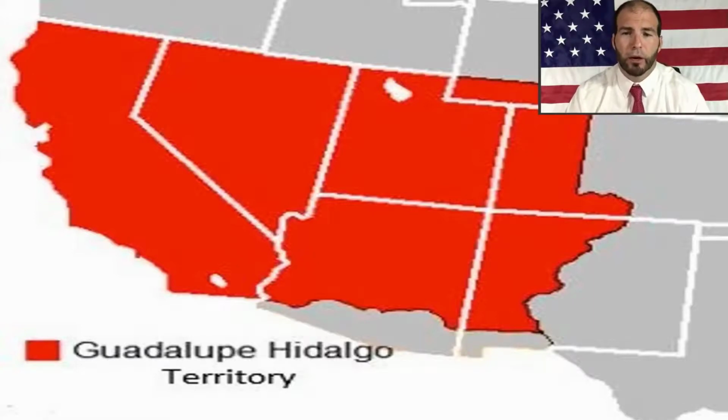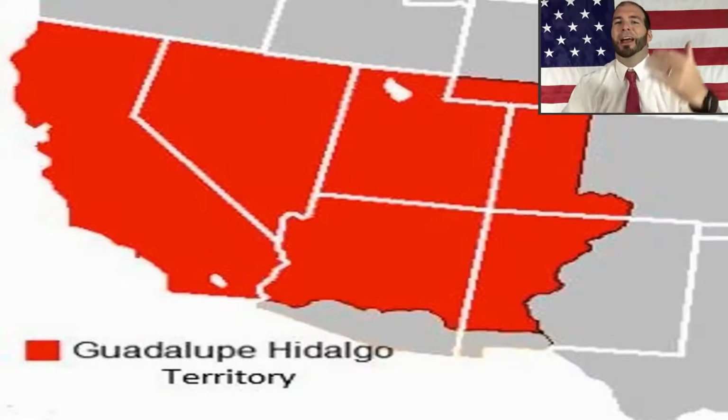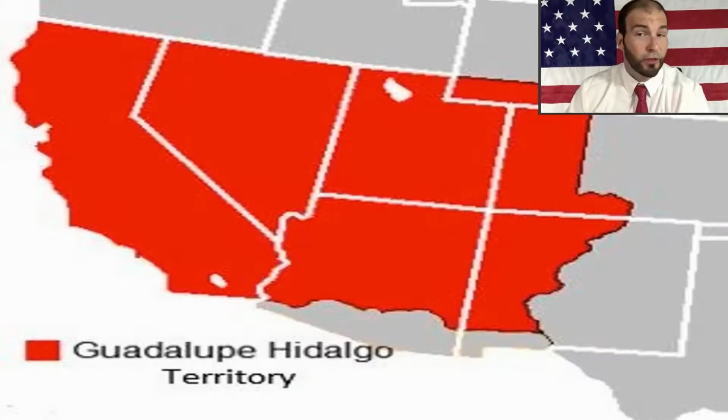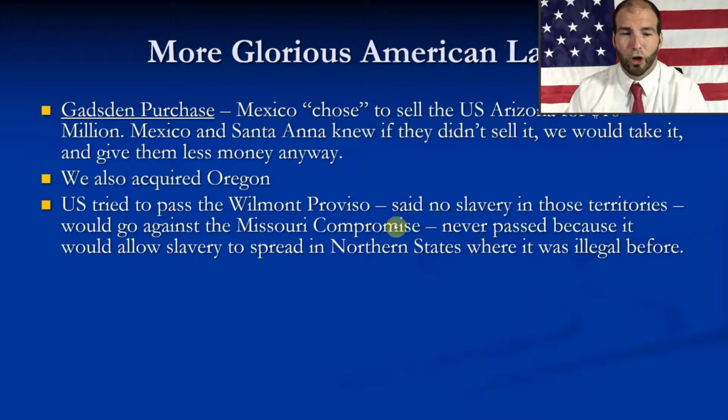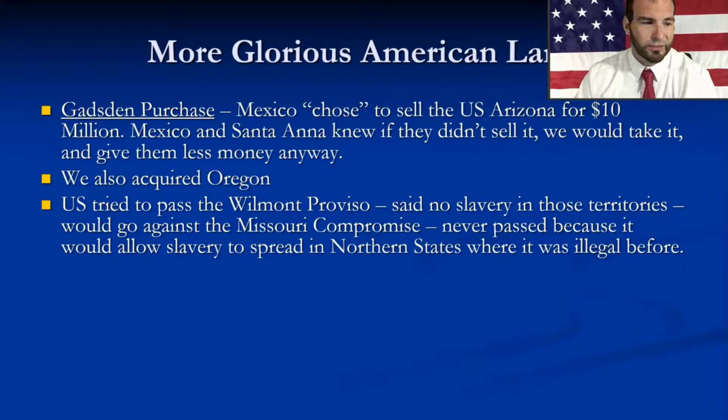So America, when we defeat Mexico, we take over this land that was uninhabited at the time for the most part. And from the Treaty of Guadalupe Hidalgo, we forcefully give them $15 million, so they can't claim that we stole it from them. All right. More glorious American land. This is very interesting right here.